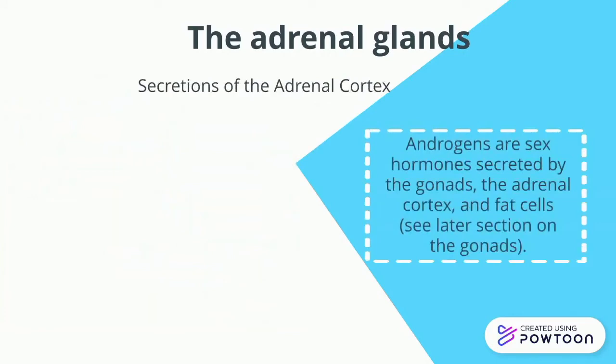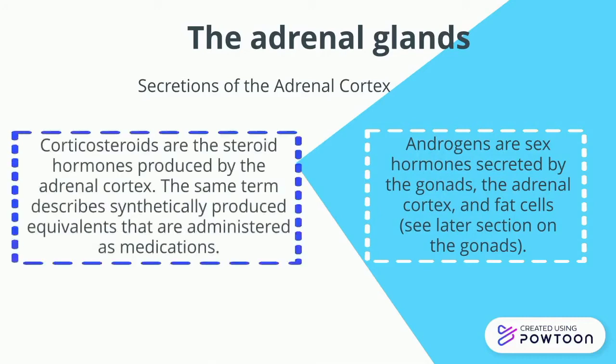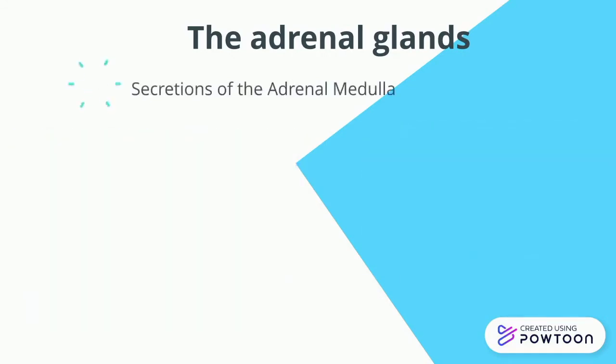1. Androgens are sex hormones secreted by the gonads, the adrenal cortex, and fat cells. See later section on the gonads. 2. Corticosteroids are the steroid hormones produced by the adrenal cortex. The same term describes synthetically produced equivalents that are administered as medications. Examples: aldosterone, cortisol. Secretions of the adrenal medulla.